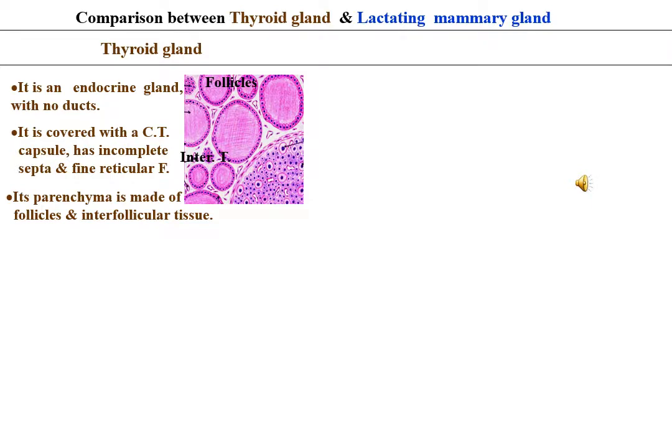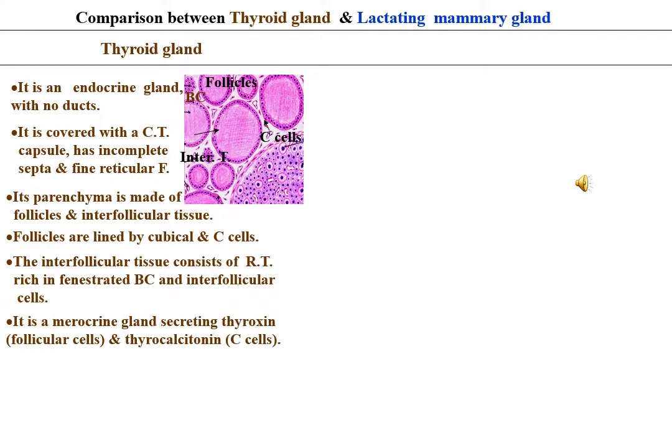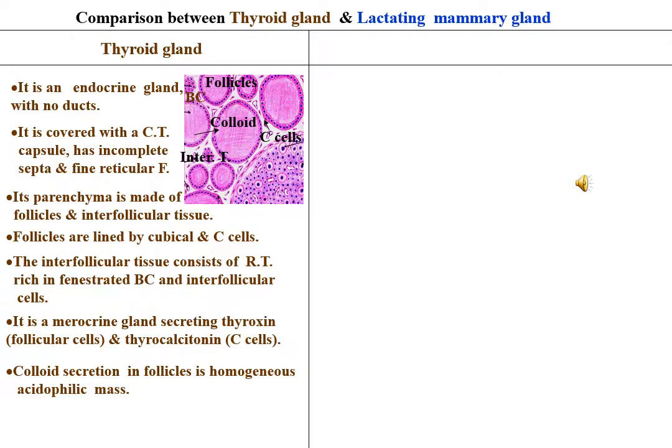The follicles are lined by cubical cells and C cells or parafollicular cells. The interfollicular tissue consists of reticular connective tissue rich in fenestrated blood capillaries and various interfollicular cells. Thyroid gland is a merocrine gland secreting thyroxine by follicular cells and thyrocalcitonin by parafollicular cells or C cells. The colloid secretion in the follicles is a homogeneous acidophilic mass.